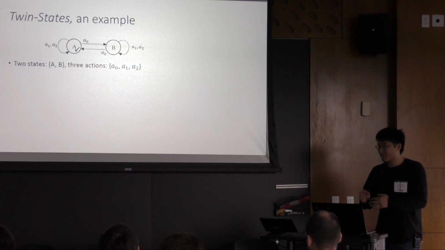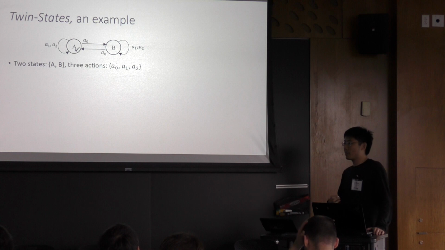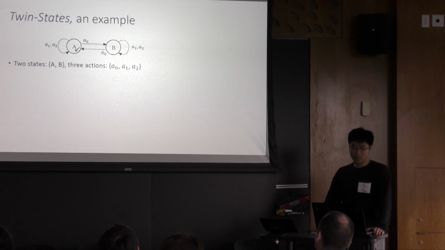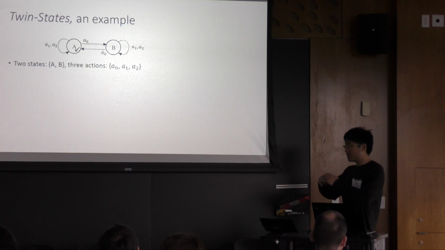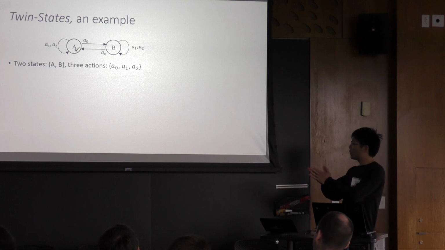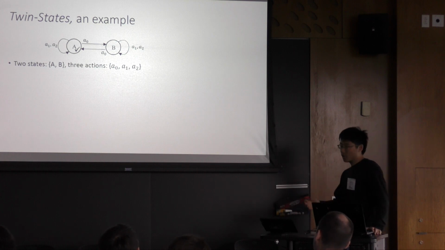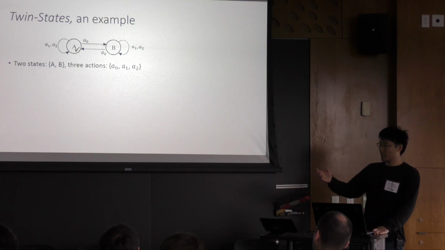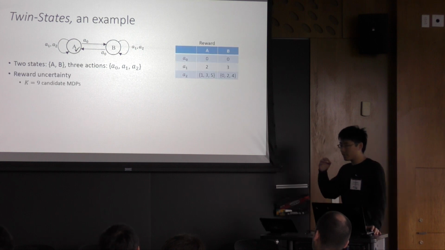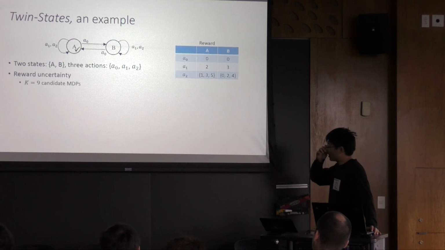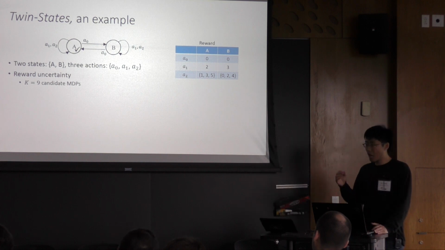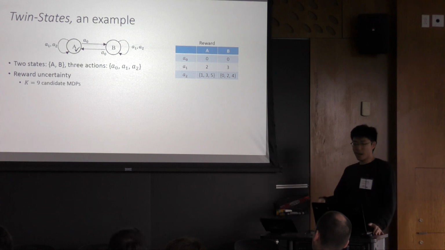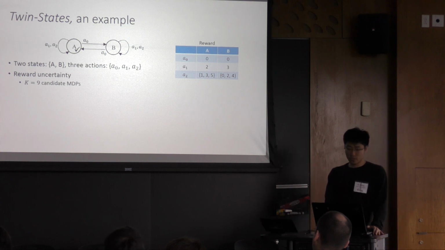Let me use a very simple example to ground what I just talked about. Here's a very simple two-state example with three actions. The first action, A0, moves the agent to the other state, and the remaining two actions keep the agent in the original state. What's uncertain is the reward. More precisely, the reward of action A2 is uncertain, so in total you have nine possible reward functions.